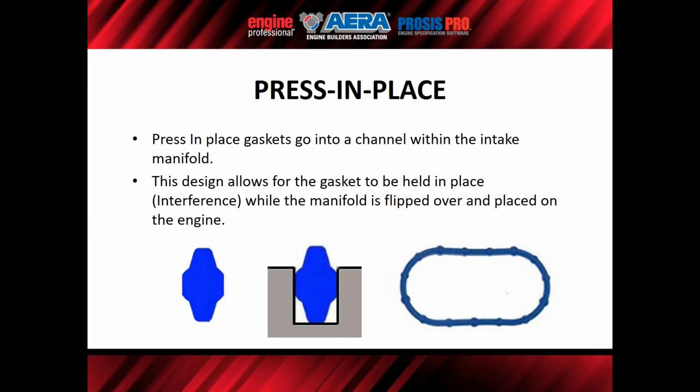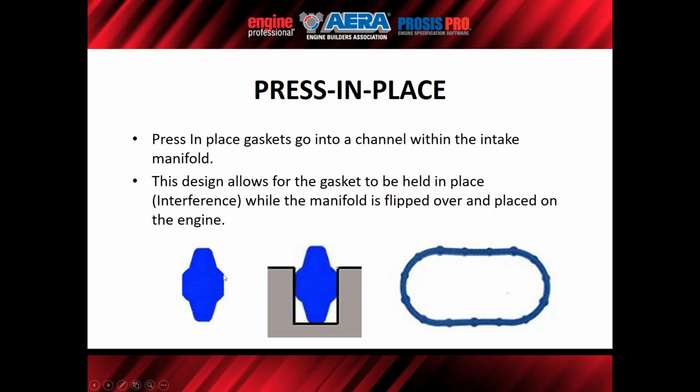Okay. Press in place gaskets. So press in place gaskets go into a channel that's in the intake manifold. If you've looked at modern intake manifolds that are plastic, you usually see around the intake runner a channel that goes all the way around it. And that channel is represented right here. So you've got this seal that you're looking at. This is the cross section of the seal, and this is looking at the seal from the top, just looking down.